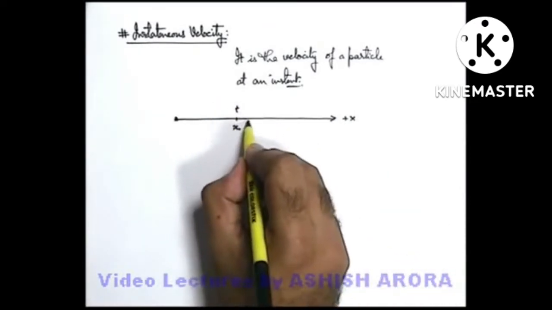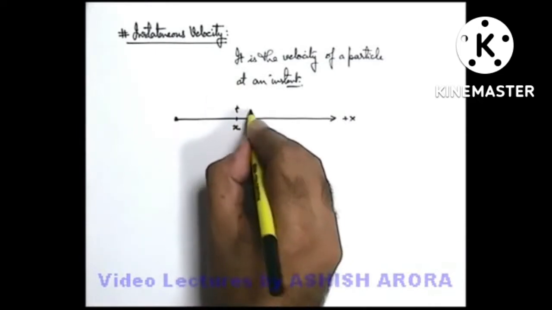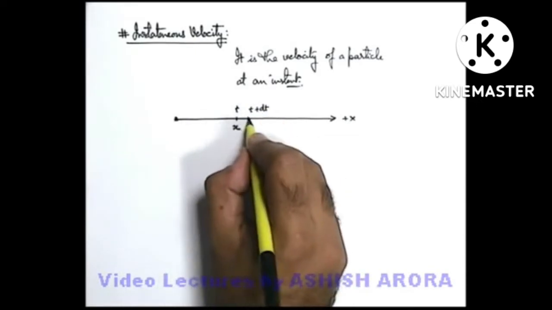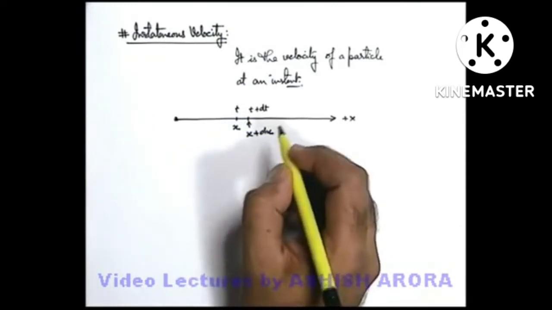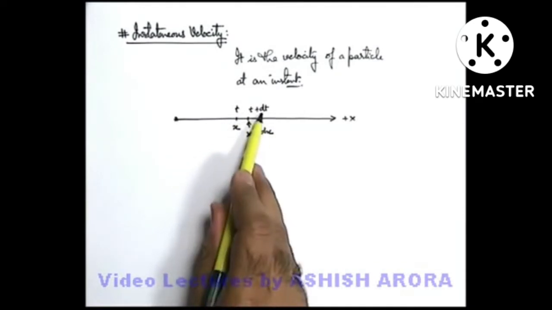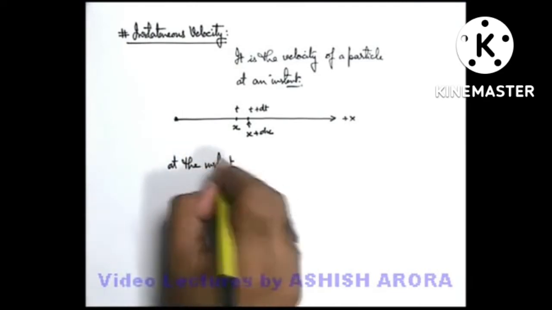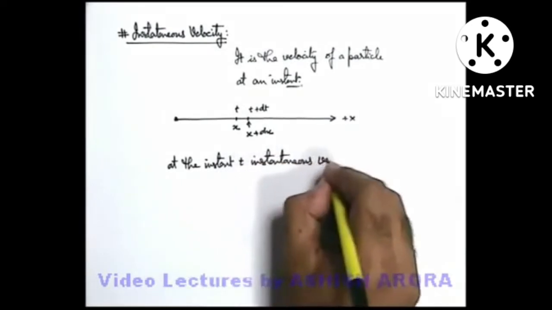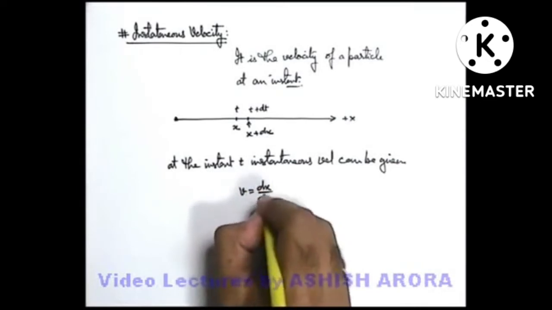So we consider a very small neighborhood of this motion, say from time t to time t plus dt, and say in this small duration dt it has traveled a distance dx. So it will reach the position from x to x plus dx. So we can consider that at the instant t the particle has covered a distance dx in time dt. So at the instant t, instantaneous velocity is given as v equals dx by dt.